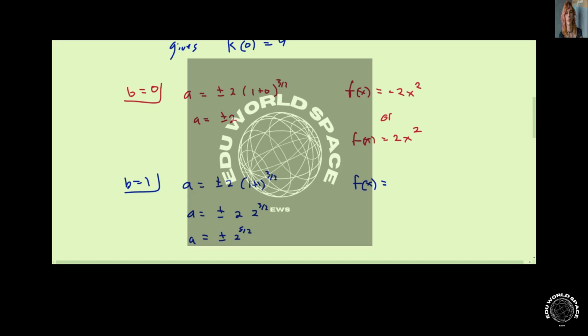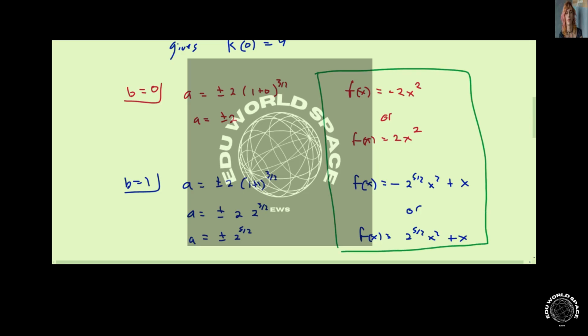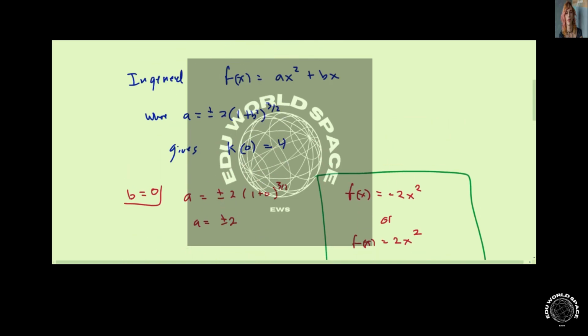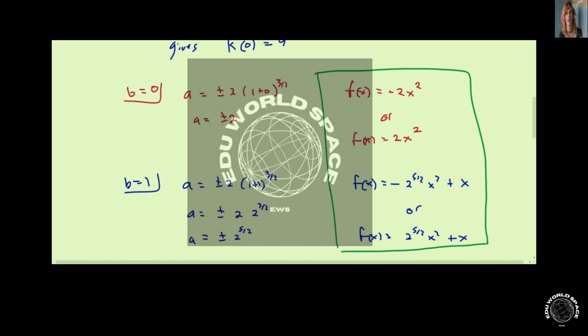So then it would be f of x is equal to, I'll do minus first, minus 2 raised to the 5/2 x squared, and then plus just x. Or we could have f of x is equal to the positive of this, 2 raised to the 5/2 x squared, and then plus x. So any of these here would be a possible solution. And then again, our general solution is this up here. But they just wanted a single one, so you can pretty much just say any of these and it will all give you a valid answer.